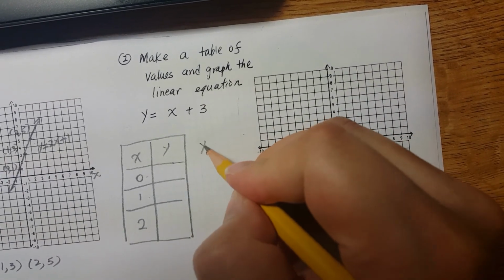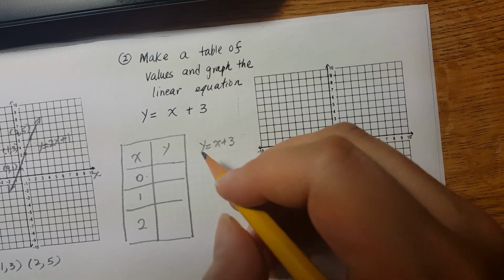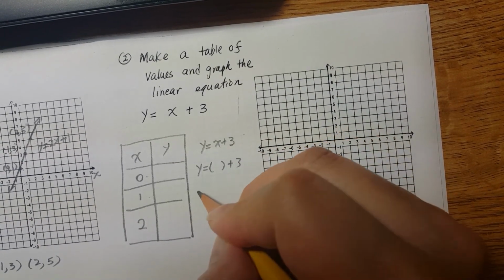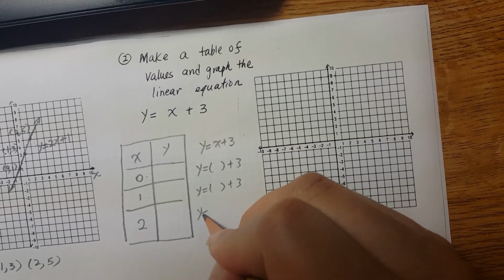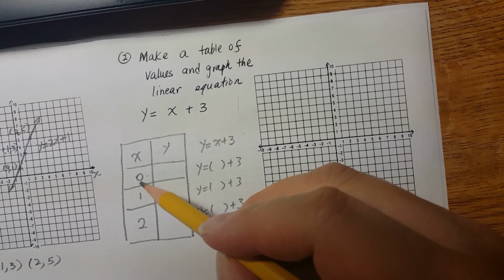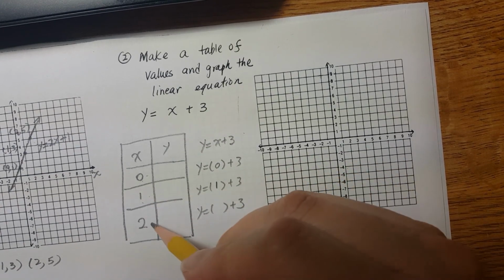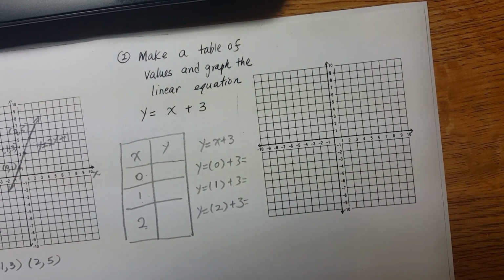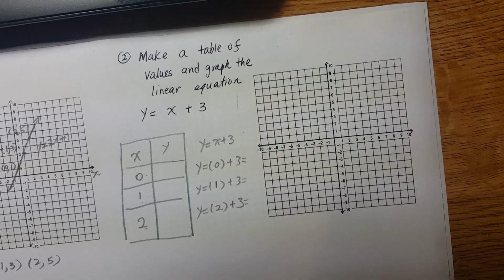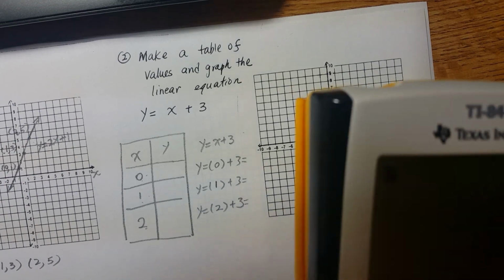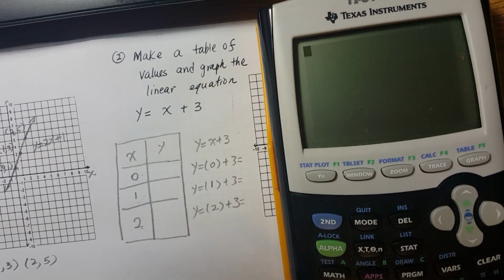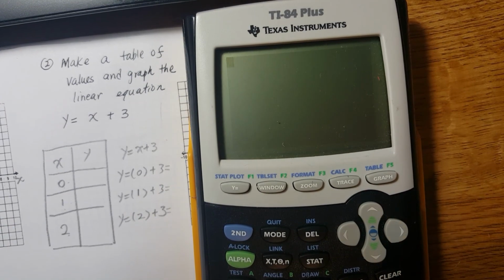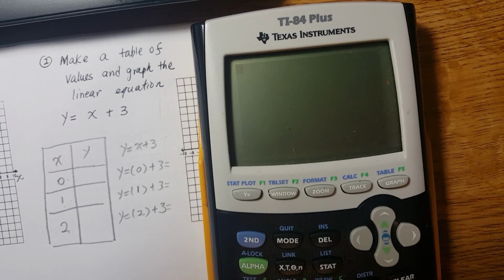So we have y equals x plus 3. I'm going to use y equals parentheses plus 3, three times. So you're going to substitute 0 here, substitute 1, substitute 2. The next step is just to use a calculator. You can use your calculator app, or you can use the real calculator. Now I'm going to use my real calculator. It's just easier for me to videotape, and it's the same as the one that you see on my laptop.